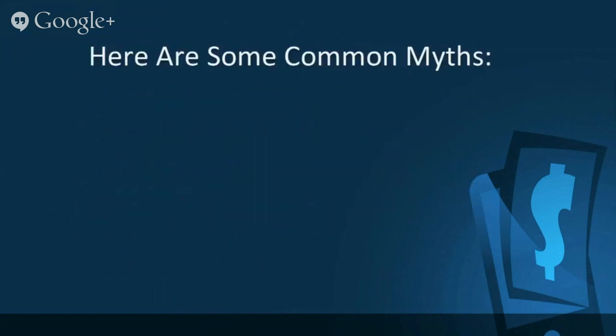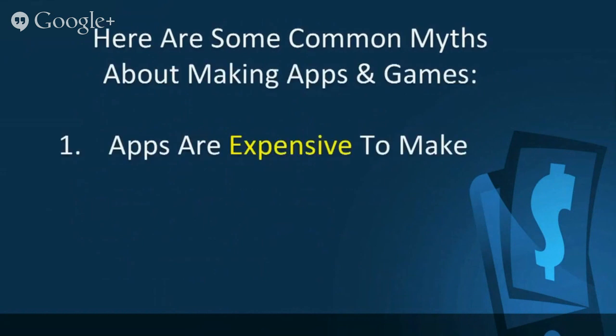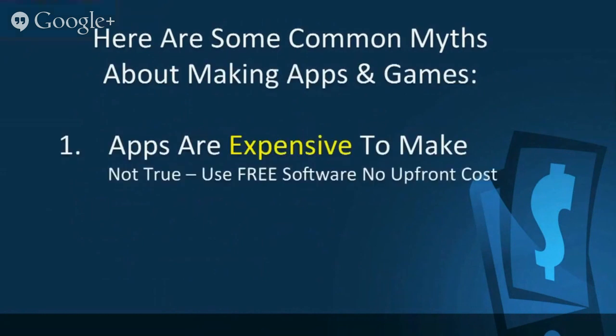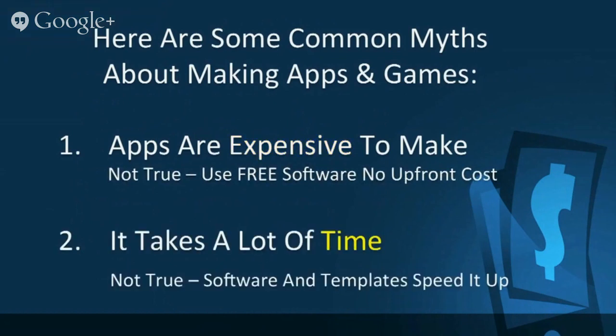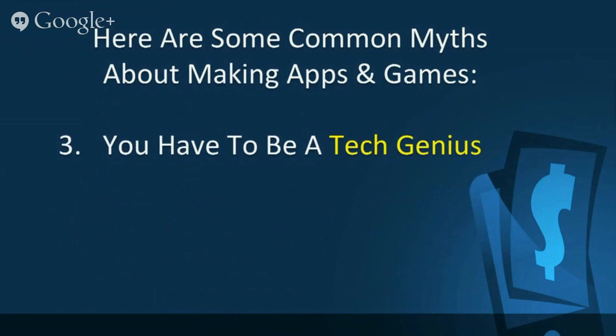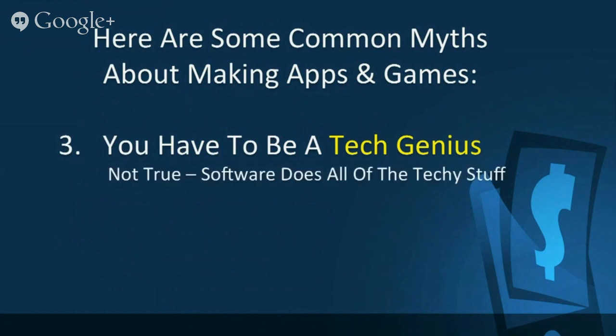Here are some common myths about building apps. Apps are expensive to make. That's not true. You can use free software. There's no upfront cost. Number two, it takes a lot of time. That's also not true. The software and templates can speed up the entire process. Myth number three, you have to be a tech genius. That's definitely not true. Software does all of the techie stuff for you.